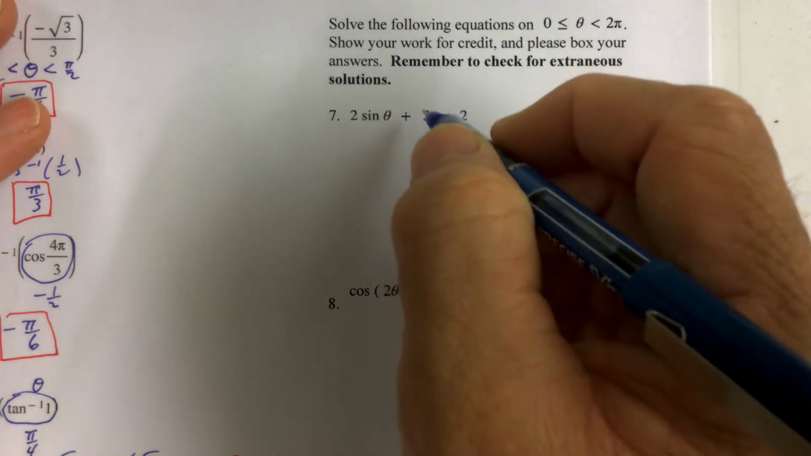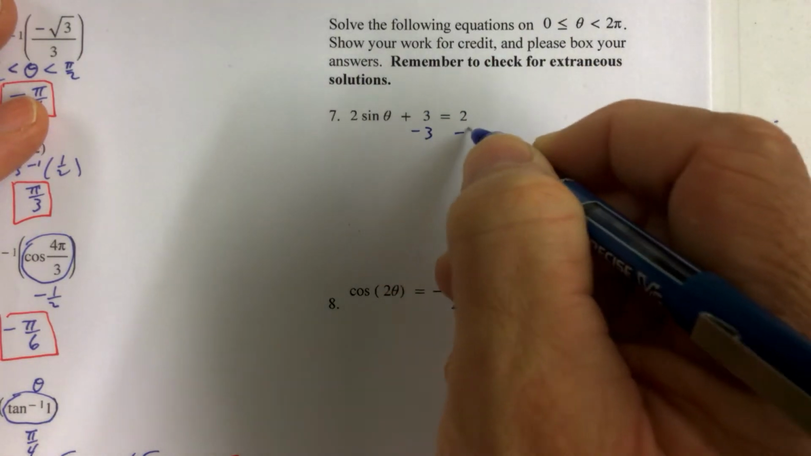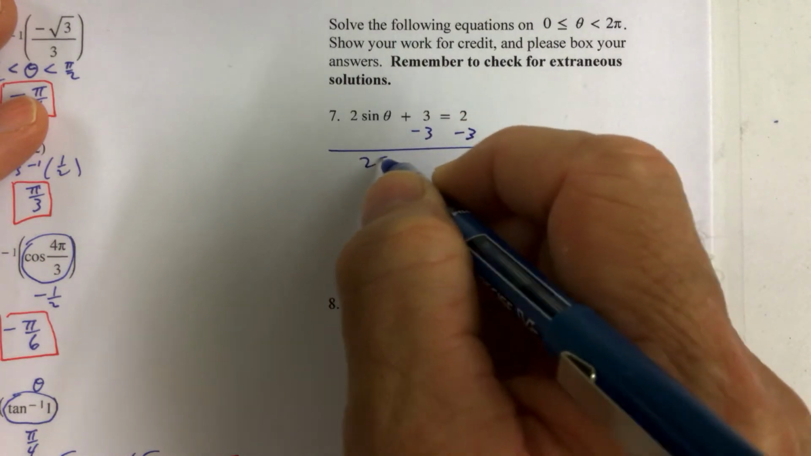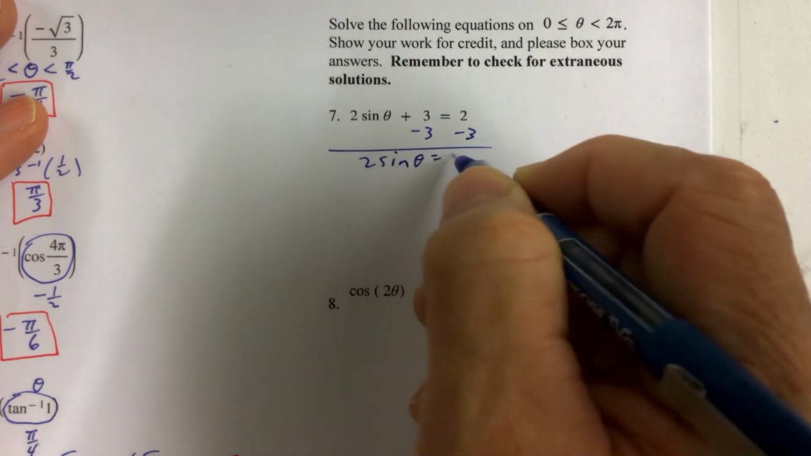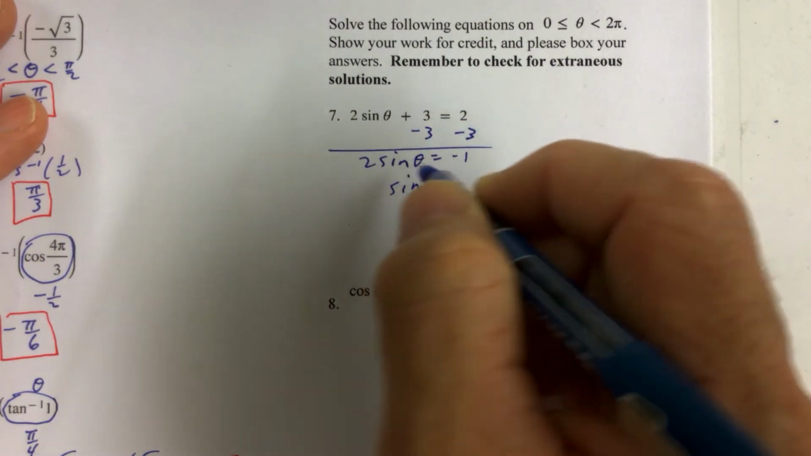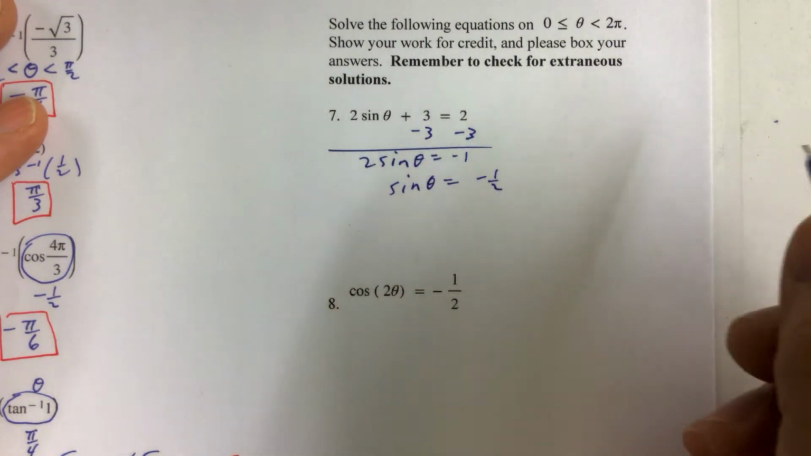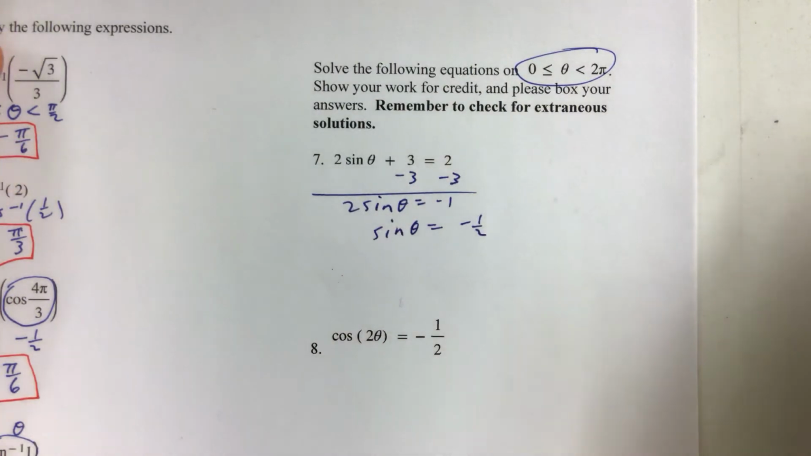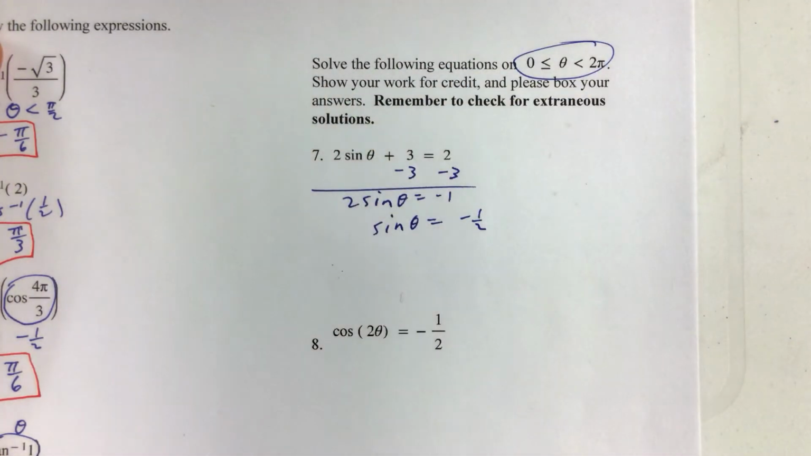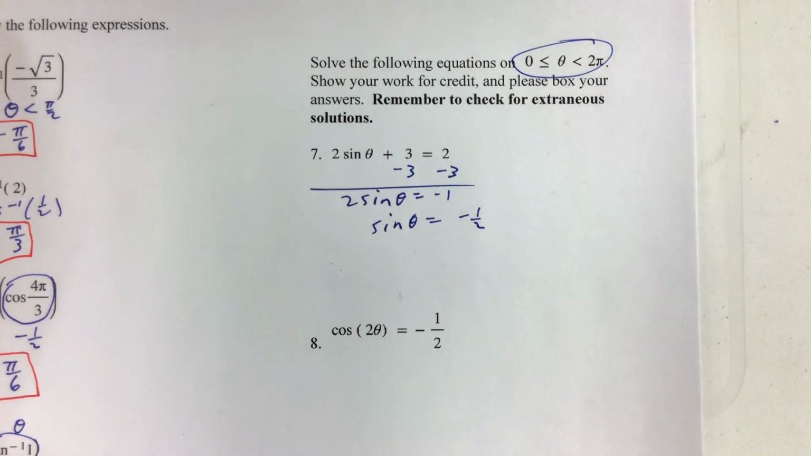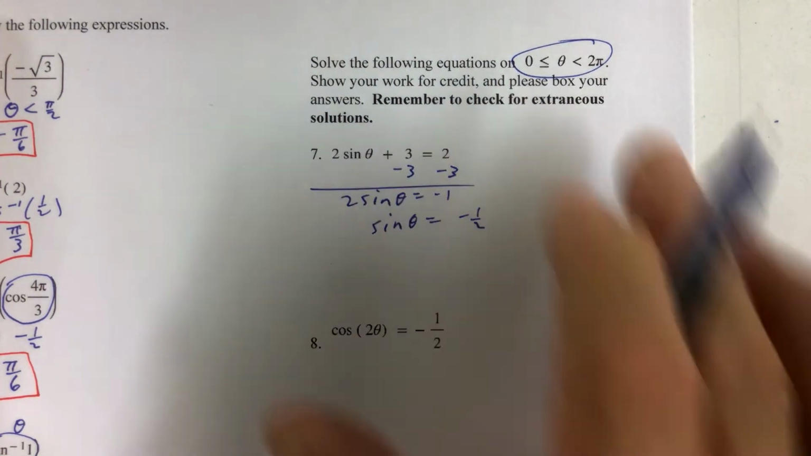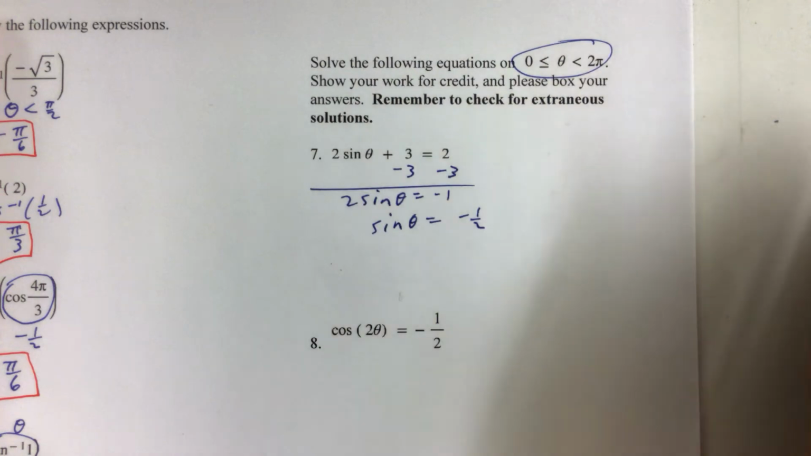Problem number 7, if we subtract 3 from both sides, we get 2 times the sine of theta equals -1, and we get then the sine of theta equals -1/2. Now, we're solving the equations that we see here, 7 through 10 in the right-hand column. We're solving these equations on the interval from 0 to 2 pi, including 0, but not including 2 pi.